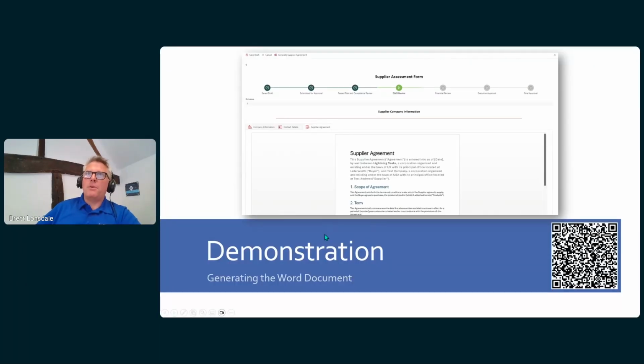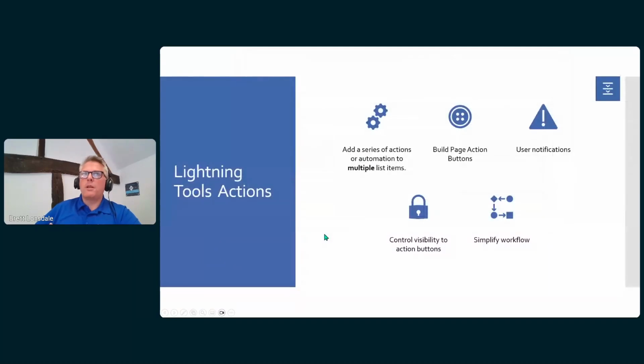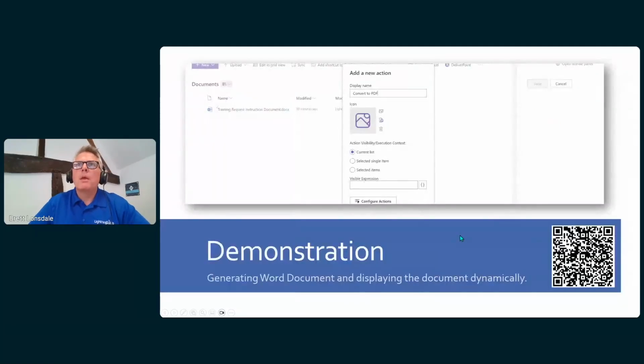You've seen how that can be used to create a Word document, but equally it can also be used to generate a PDF as well. And we just did that using Lightning Tools actions. So Lightning Tools actions, something you can add on the command bar of any list or any library. The advantage here is running against multiple items, and you've got the simplicity of building those actions as well. You can also add a button onto a page with Lightning Tools actions also.